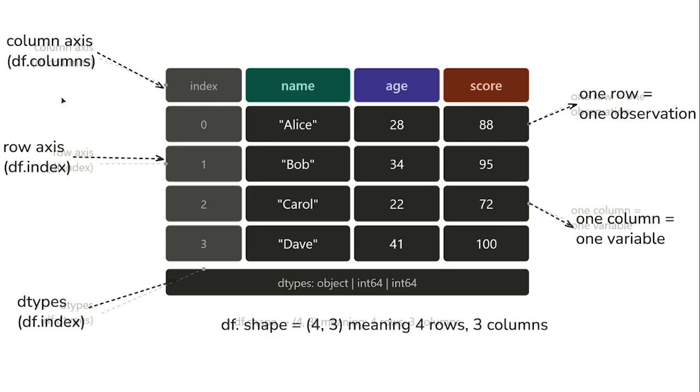We have other methods in DataFrame, where .columns allows us to access the column names, which will give us name, age, and score. For the row axis, df.index is another attribute that allows us to access the index, and then df.dtypes allows us to access the data types of each column. We have df.shape that tells us the shape of our DataFrame. So (4, 3) tells us it has 4 rows and 3 columns.